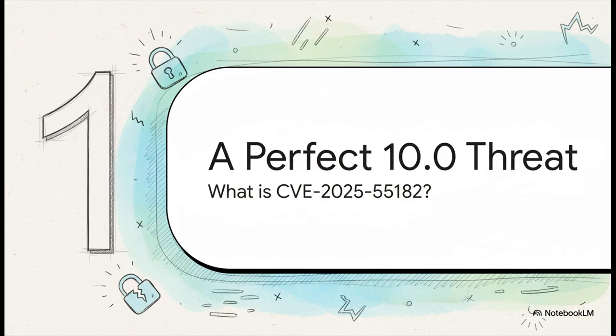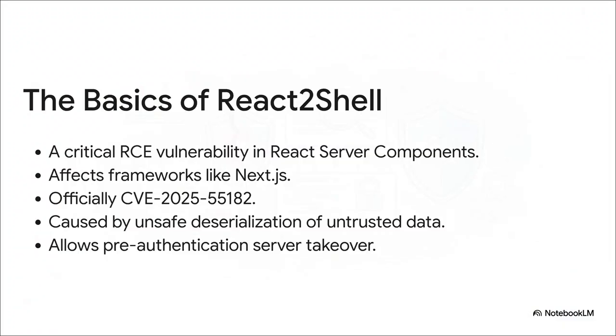All right, let's get into the fundamentals. What in the world is CVE-2025-55182, and why is it causing so much chaos? So, React2Shell is a major flaw in a technology called React Server Components. This is a pretty modern feature used in super popular frameworks like Next.js. The technical reason for the flaw is something called unsafe deserialization of untrusted data. And don't worry, we'll unpack that in a second. But the bottom line is this: it lets a complete stranger on the internet take over your server. No password, no username, no special access needed.